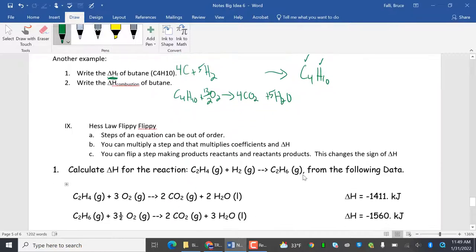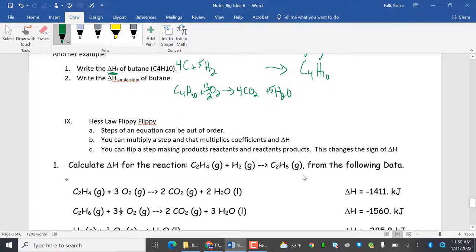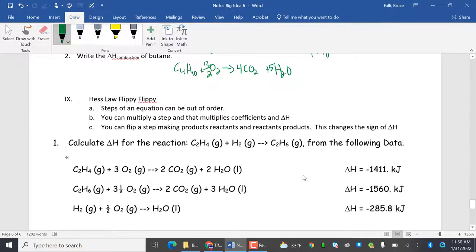All right, last part. Hess's law, flippy. Steps in an equation can be out of order or any order, okay? So we're going to look at steps of the equations. And notice there's a step, here's a heat. Here's a step, here's a heat, okay? You can multiply a step, and that multiplies the coefficients and delta H. You can flip a step, making reactants products and products reactants. This changes the sign of delta H. This is our goal reaction.